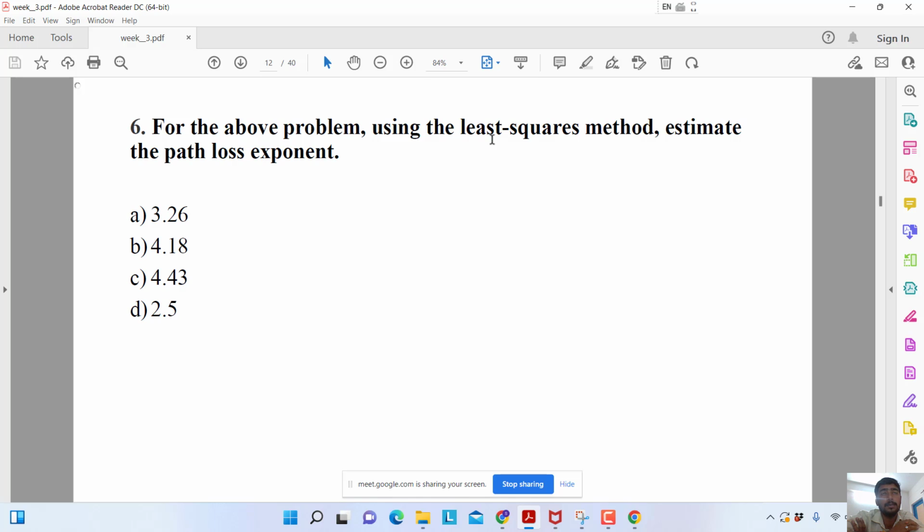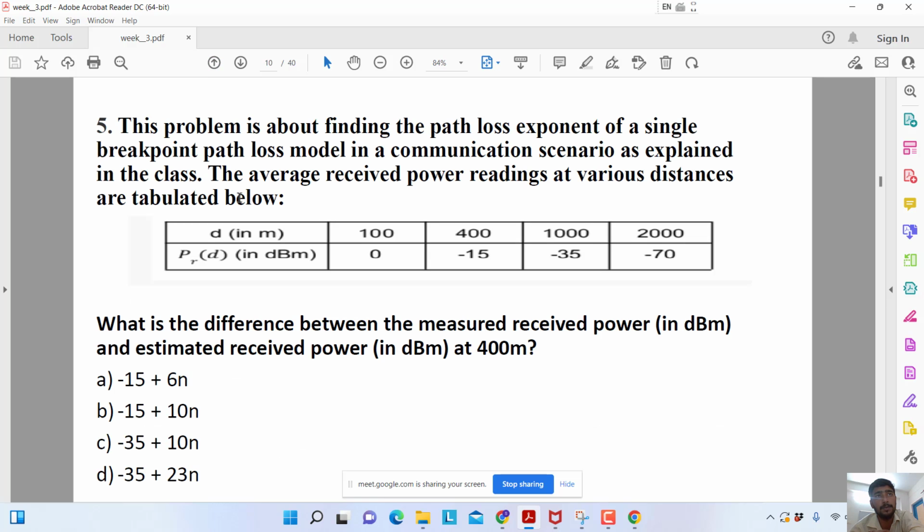If anyone has an idea, please answer. Okay, here we will use the least square method and try to calculate the path loss exponent. The data is given. We have several values of PR(d), given at 100 meter, 400 meter, 1000 meter and 2000 meter. By using that data, we have to calculate the path loss exponent by using the least square method.